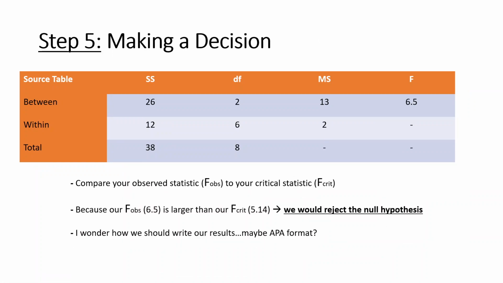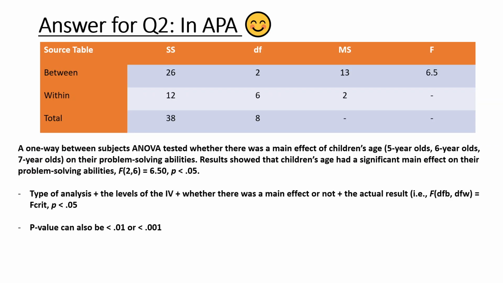And now we have to make a decision, much like we have for all of our other tests. So we compare our observed statistic to our critical statistic, and our observed F statistic, 6.5, that's what we just calculated, is larger than the critical value that we found at the beginning, before we started going through this example, of 5.4. So we would reject the null hypothesis. And obviously, we need to put that in APA format.